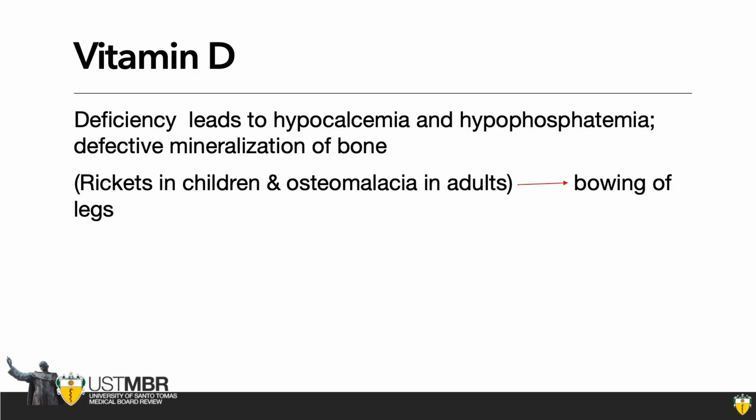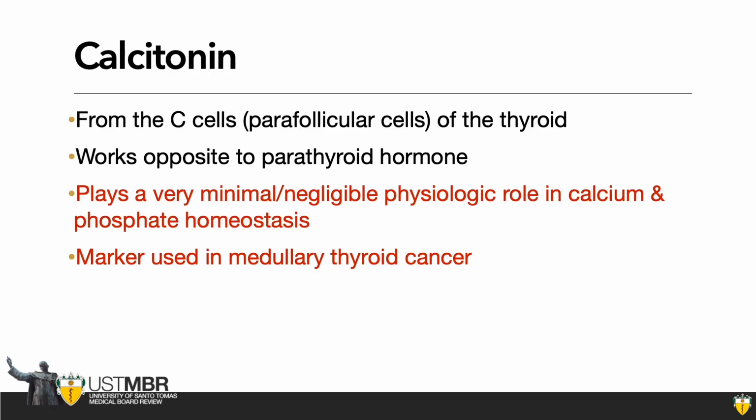Vitamin D deficiency leads to hypocalcemia and hypophosphatemia. That leads to defective mineralization of the bone. In children, you call it rickets. In adults, it's osteomalacia. Both in kids and adults, they are commonly manifested as bowing of the legs.